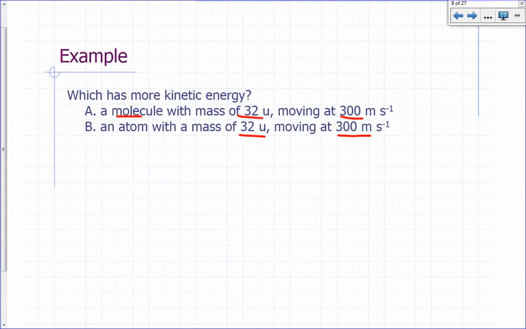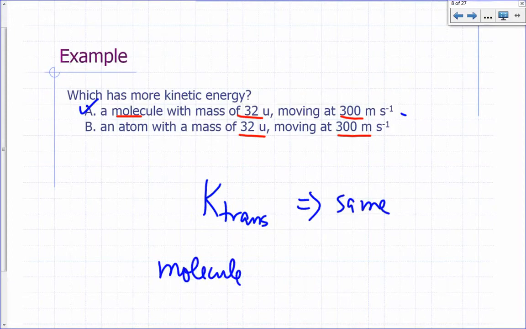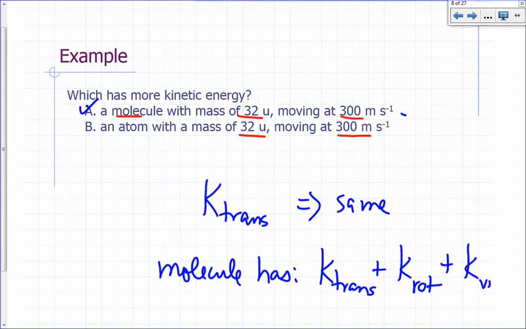The answer is A. Why? Because they have the same translational kinetic energy. But the molecule has extra energy: translational kinetic energy plus rotational kinetic energy plus vibrational kinetic energy. So we say the molecule would have more kinetic energy total. In terms of just translational energy, just simple movement from place to place, they have the same translational kinetic energy because they have the same mass and the same speed.